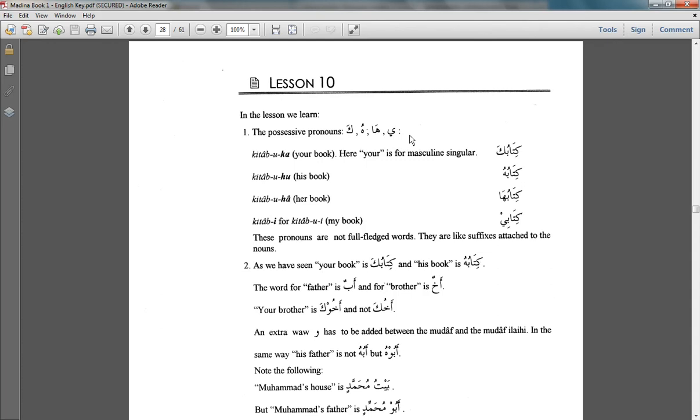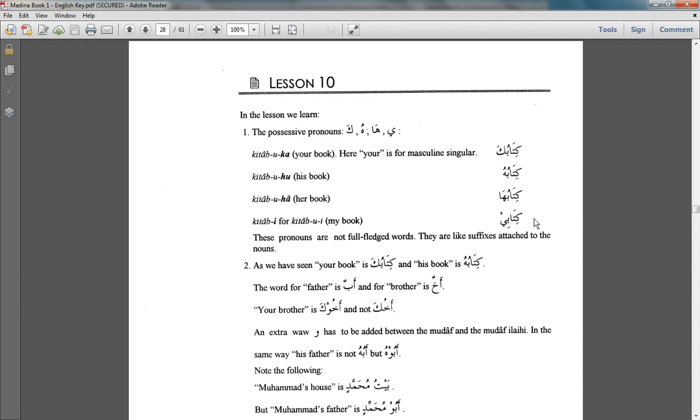Possessive pronouns: first of all, we have to remember what a pronoun is. A pronoun is something that takes the place of a noun: he, she, it, etc. In this case, his, hers, mine, yours is what we're going to be focusing on. Kitabuka: when you're talking to somebody who's masculine, you would say ka at the end. So, kitabuka, your book. Kitabuhu, his book. Kitabuha, her book.